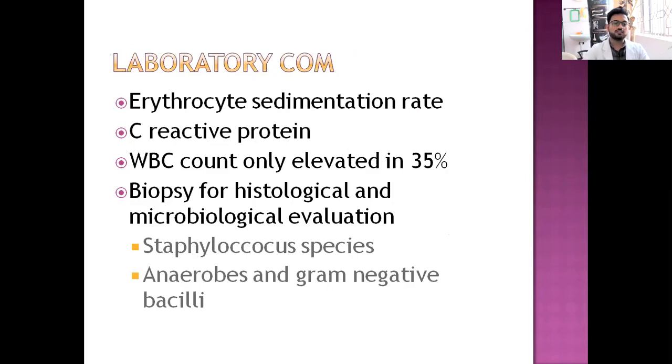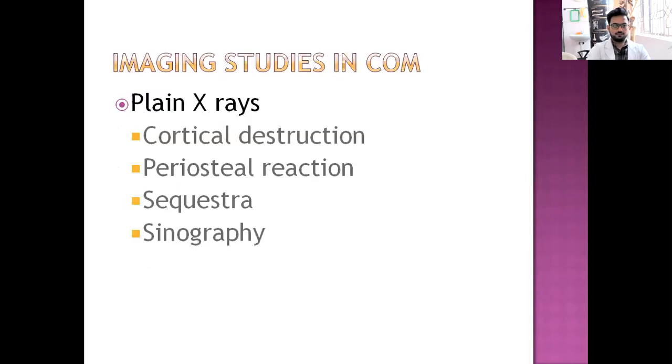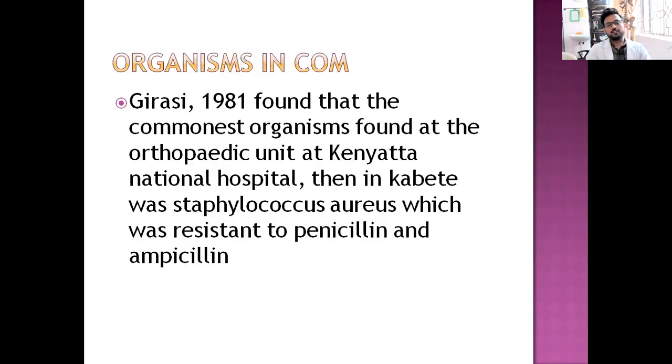Laboratory in chronic osteomyelitis: erythrocyte sedimentation rate, C-reactive protein, and WBC count are elevated in only 35%. Biopsy or histological or microbiological evaluations can be done. In that, we can see Staphylococcus species and anaerobes, because they don't need any oxygen, and gram-negative bacilli can also be evaluated. Regarding organisms in chronic osteomyelitis, Gristina 1981 found that the commonest organism at the orthopedic unit was coagulase-positive Staphylococcus aureus, which was resistant to penicillin and ampicillin.